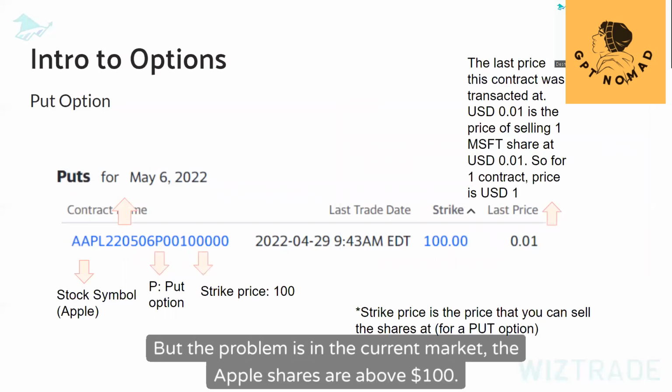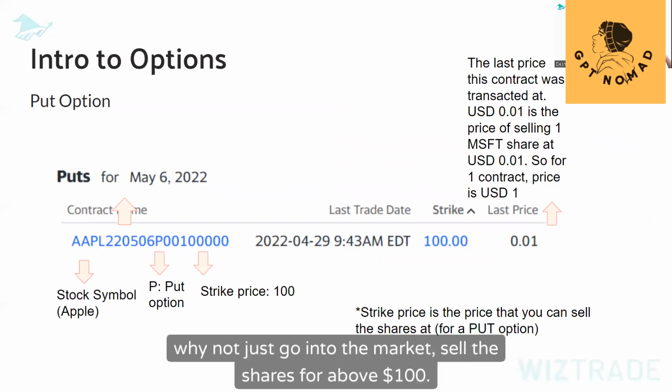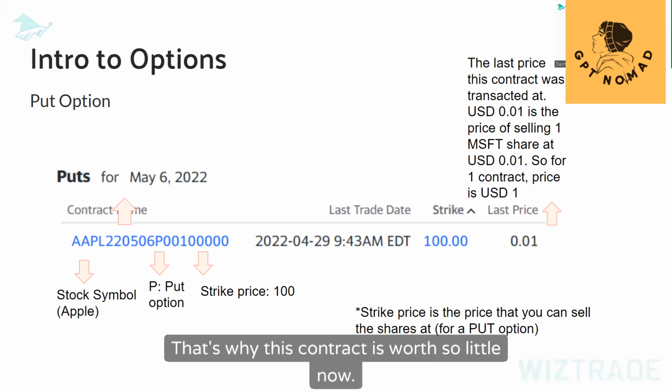Well, the problem is that in the current market, Apple shares are about $100. So why do I need to use this contract? Why not just sell the shares on the market for over $100? That's why this contract is worth so little.